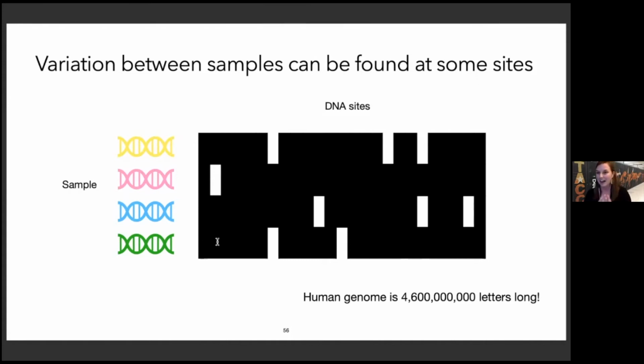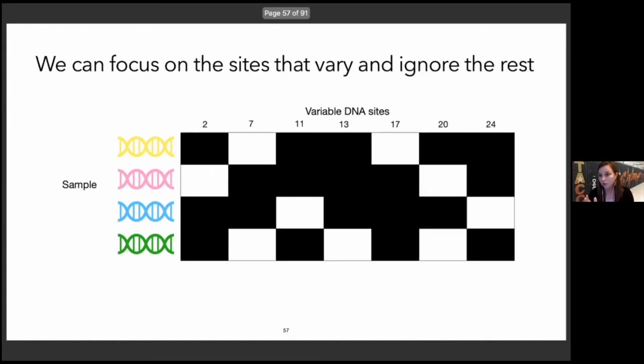And again, I just want to emphasize how big these genome sequences are. So for humans, if you were to sequence the full genome, it's about 4.6 billion letters long. So that is absolutely massive. It's too much to fit on a computer. So if we want to actually study these populations, we need to reduce the amount of data that we have here without reducing the amount of information. So what we can do is simply remove those sites that are constant, right?